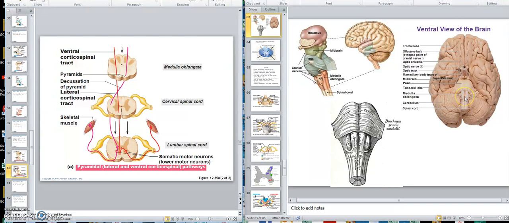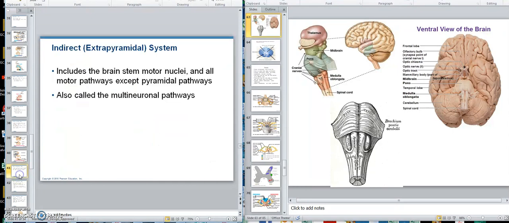Now you can't see it, but let's get to the bottom line. Both of them are crossing over. One crosses over at the level of the cord that's coming out, and the other crosses over up high. That means the right side of my brain is handling my left arm and vice versa. Okay? Make it simple without getting all detail. So then that would be the pyramidal.